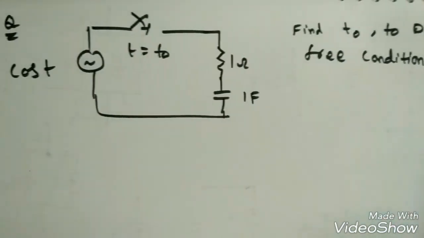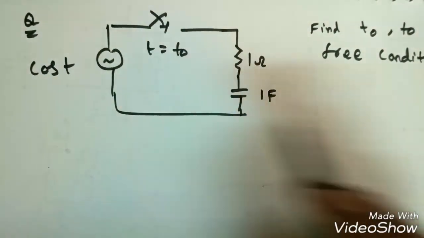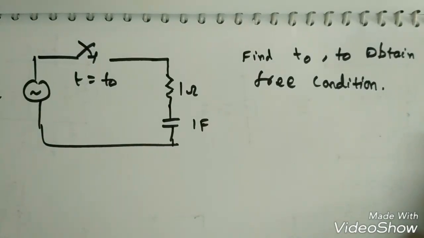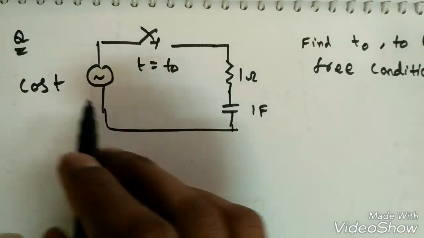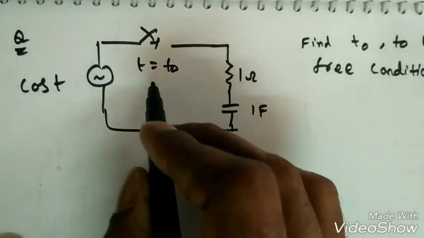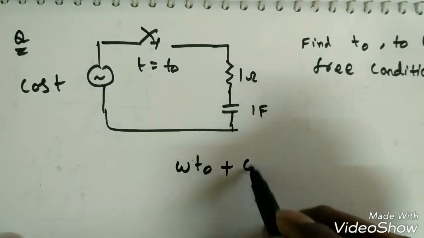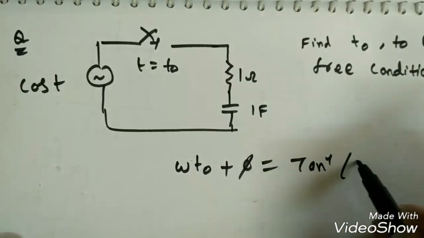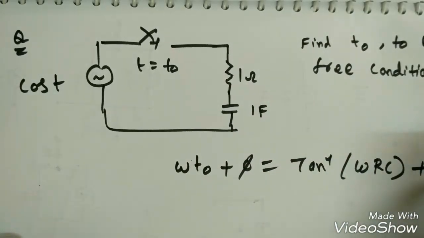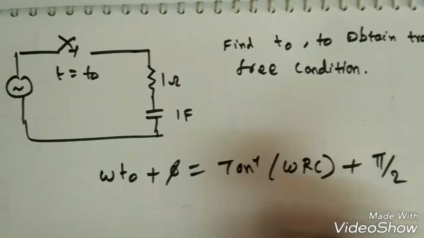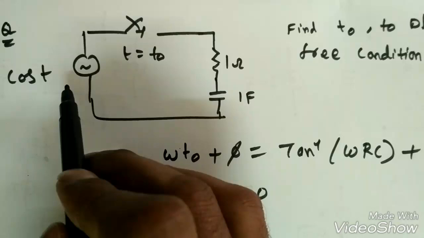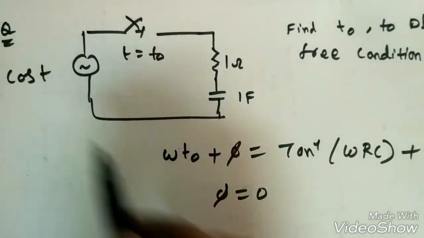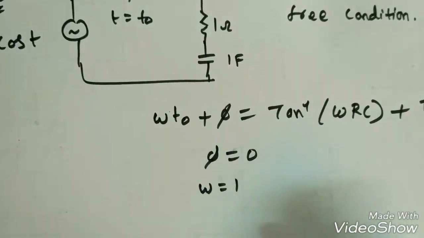Next we solve one more problem in the RC network. The signal is given as cos t, and we have to find t naught to obtain the transient free condition. For the RC network we know omega t naught plus phi is equal to tan inverse omega RC plus pi by 2 is the condition for transient free, because a cos signal is given. What is phi? Phi is equal to 0 because it is cos of t plus phi. And omega is 1 radian per second.